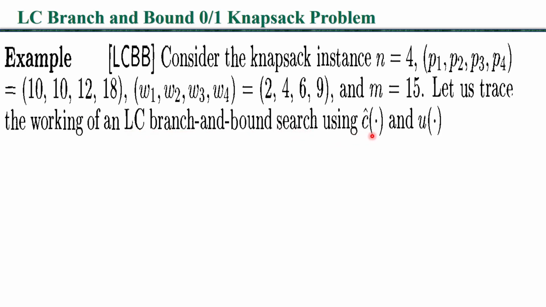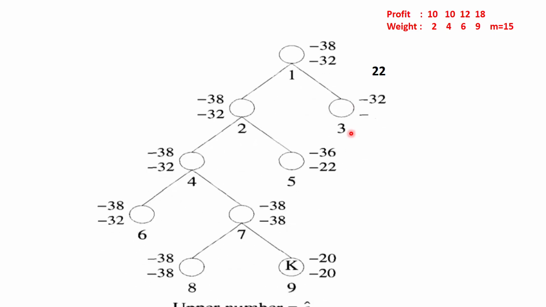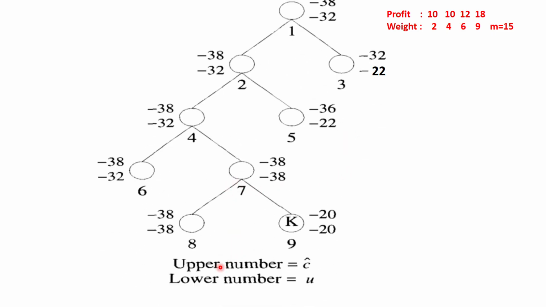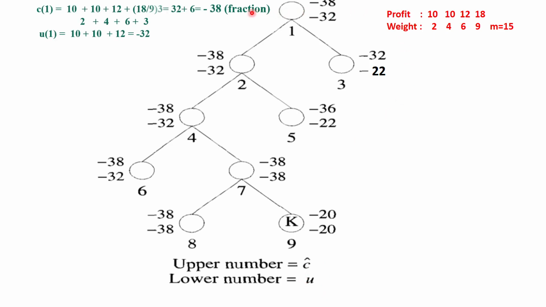For that you are using two terms, that is upper number and lower number. These are the two things you use to get the solution for this: C is the upper number and U is the lower number, and you have to find these two numbers and, based on these two numbers, you calculate the solution here. This is your given problem. So now how will we get this upper number and lower number?